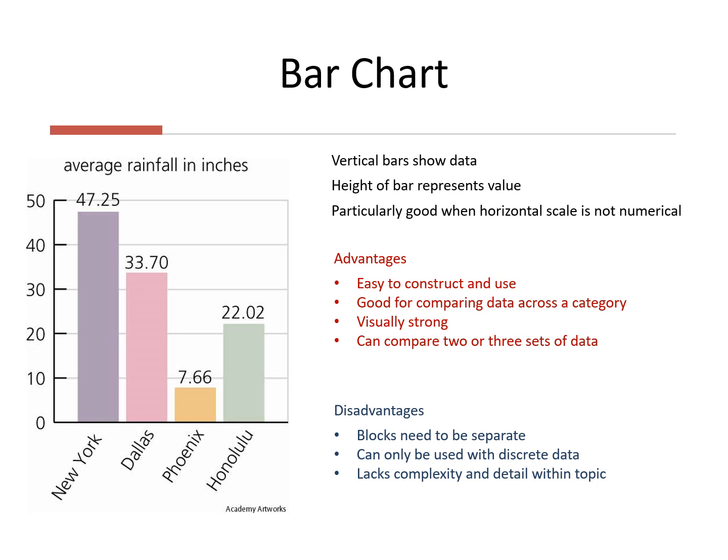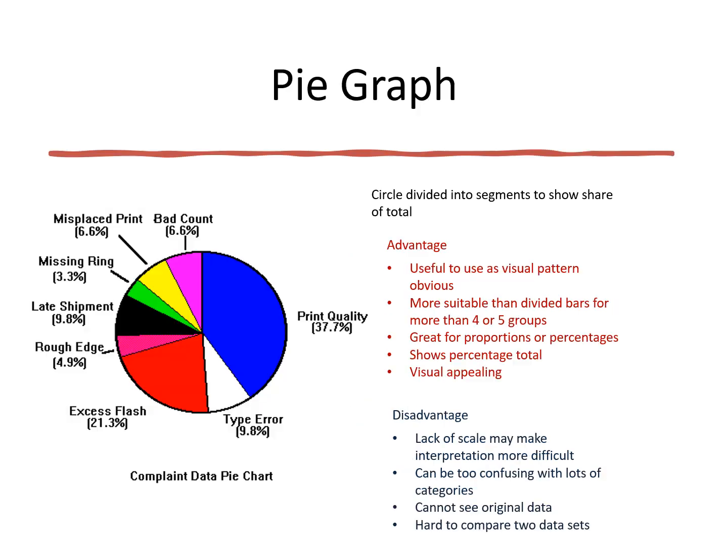Disadvantages: it doesn't show gradual changes. Those blocks have to be separate. You're looking at using something called discrete data, really, data that is definitive within that particular set that you're looking at. It doesn't really show any complexity within the detail of the data itself.